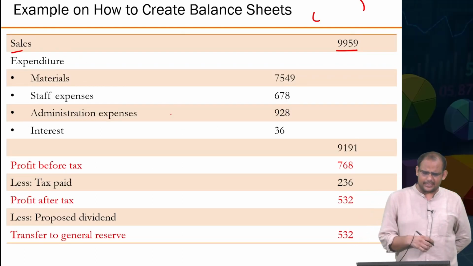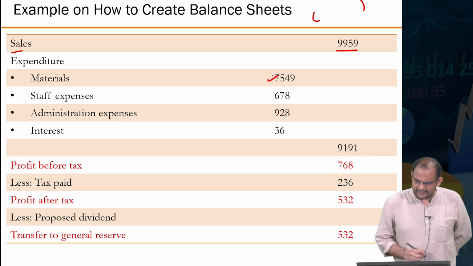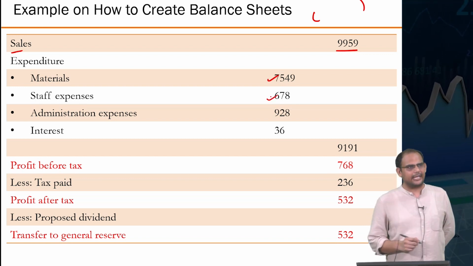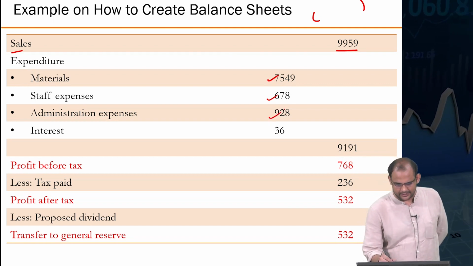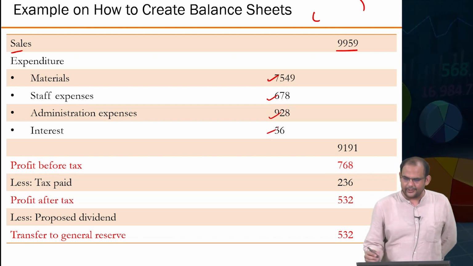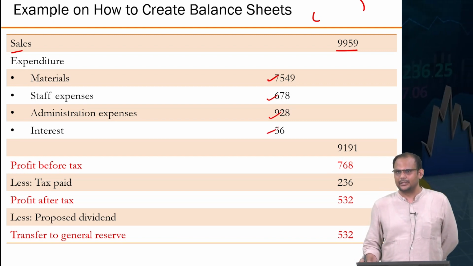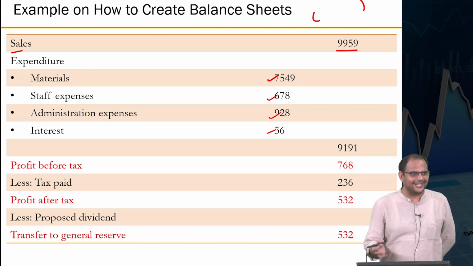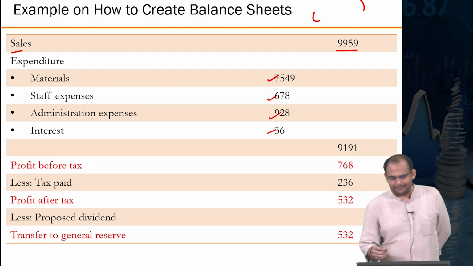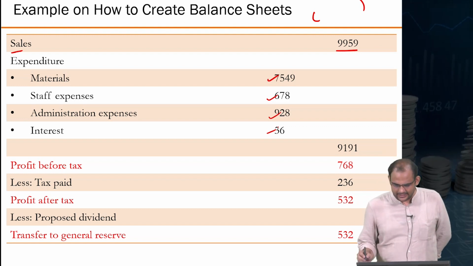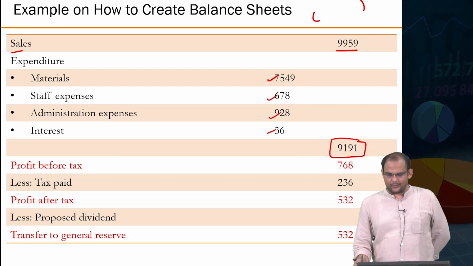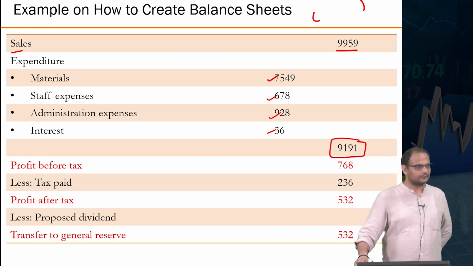In order to generate that sales, you had to spend 7,549 on materials. You had to spend 678 on staff expenses. You had to spend 928 rupees on administrative expenses, and you need to pay 36 rupees as interest. This could be 1000 crores. Don't just treat the 36 rupees. It could be 100 crores, whatever number, but interest you have paid 36. So the total expenditure, if you just add, it's coming out to be 9191, right?